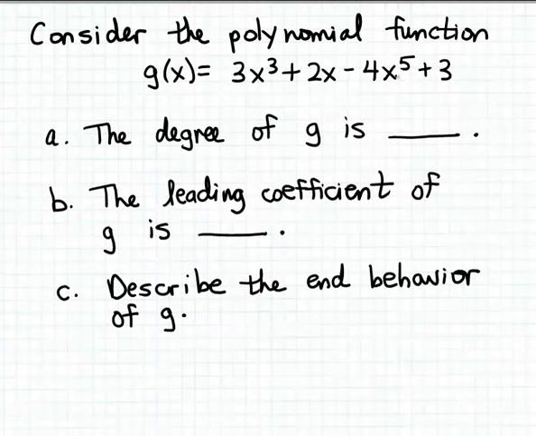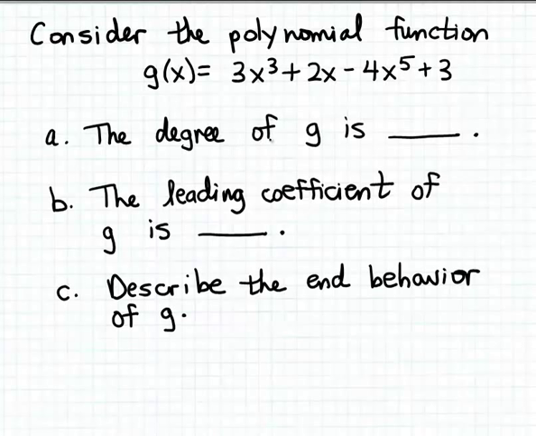In this example, we're given the formula for a polynomial function g, and we want to find first the degree of g, and then we want to find the leading coefficient of g, and then we want to use the degree and the leading coefficient to describe the end behavior of the graph of g.